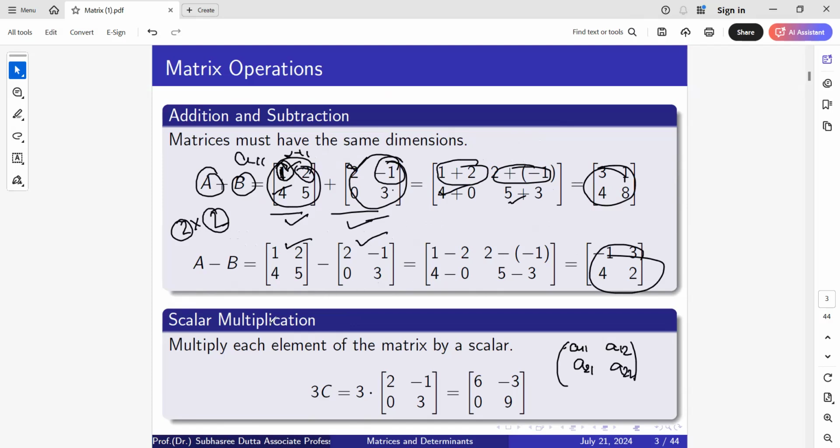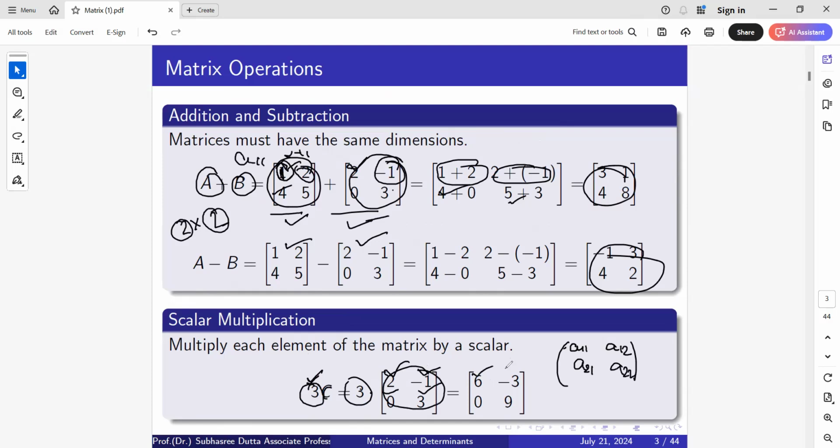Now the scalar multiplication. The scalar multiplication means a scalar will be multiplied with a matrix. So when you multiply a scalar, here 3 is a scalar and C is this matrix. When 3 is multiplied with this matrix, you have to keep in mind this scalar 3 will be multiplied with each term. So with each term, the scalar will be multiplied.